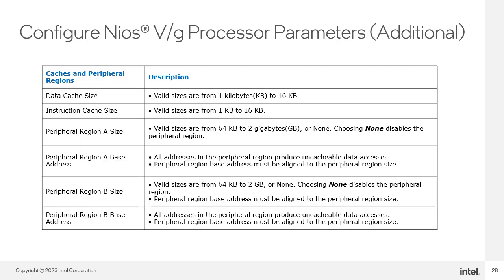As you can see in this parameter description table, all these values are to configure caches and peripheral regions with sizes and their alignment to region sizes. Peripheral region A size. Note: you can use peripheral regions to define a non-cacheable transaction for peripherals such as UART, PIO, DMA and others. In a Nios V/g processor system with cache enabled, you must place these peripherals within a peripheral region.